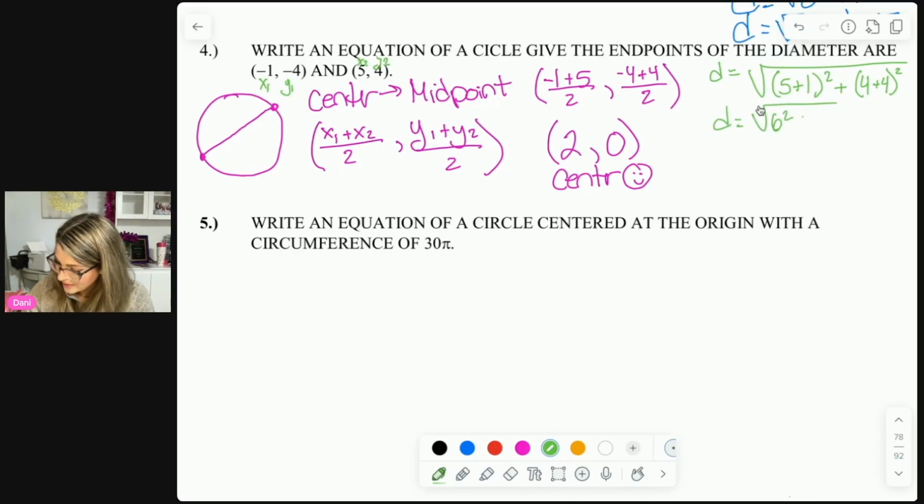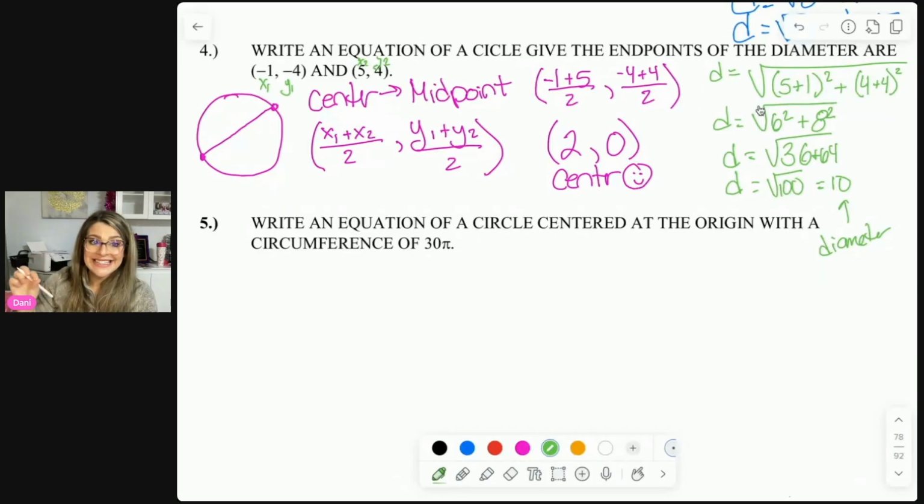So we get 6 squared plus 8 squared, which is 36 plus 64. Note that I'm keeping all of this under the square root because we have not evaluated the square root yet. So we get the square root of 100, which is 10. Remember, this is the diameter, not the radius. So that means our radius is 5, half of that.